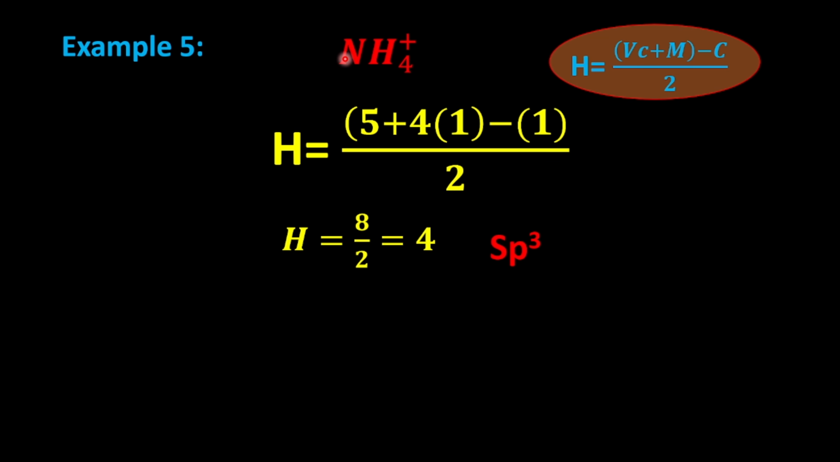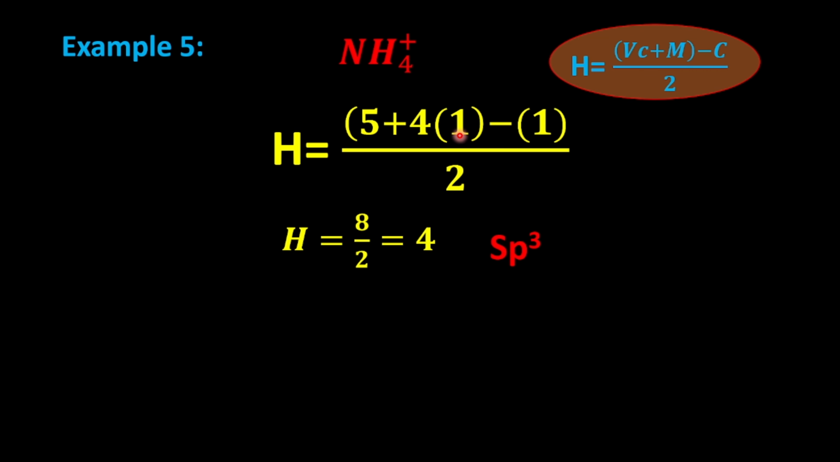Let's see the 5th example. In this example, which is the ammonium ion, we have a charge of +1. Let's see how this simple formula can help us. H is equal to 5. How did we get a 5? The central atom is nitrogen. Atomic number is 7. So when you write the configuration, that will give you 2, 5. So that indicates that the number of valence electrons is equal to 5.